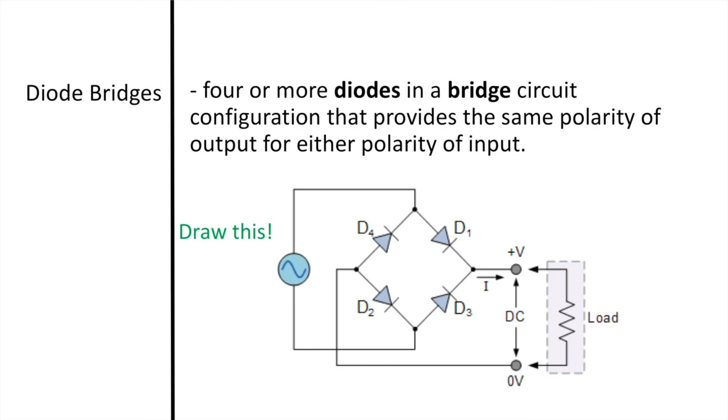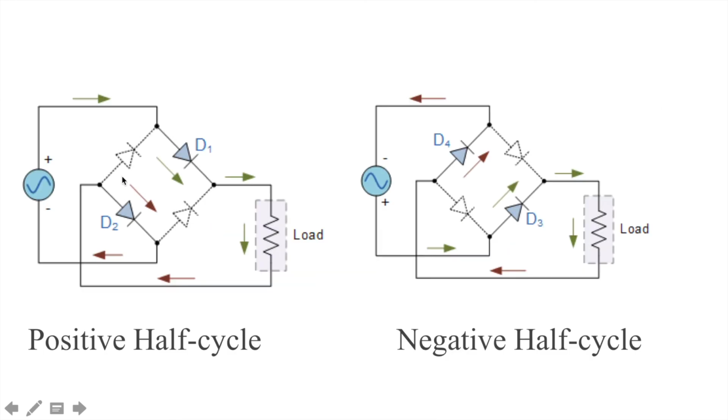A diode bridge is four or more diodes in a circuit configuration that provides the same polarity of output. Here we see four diodes: diode 1, 2, 3, and 4. How this works is that only two diodes conduct current each half cycle. During the positive half cycle of the supply, diodes 1 and 2 conduct in series while diodes 3 and 4 are reverse biased, and the current flows through the load as shown below.